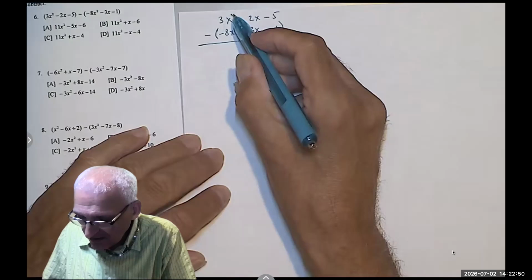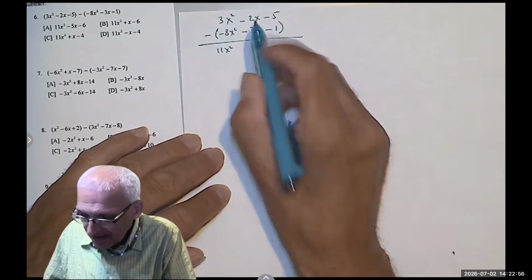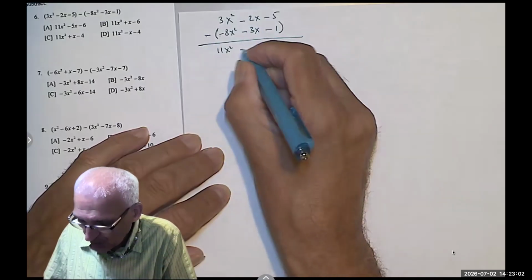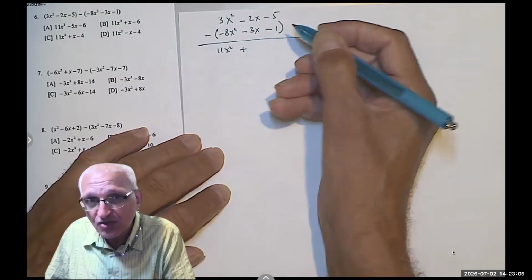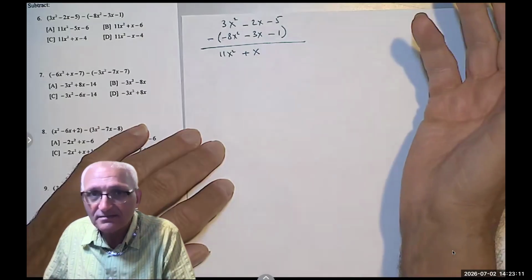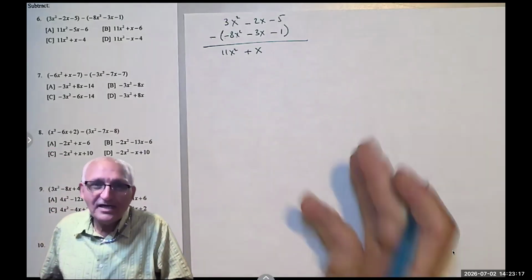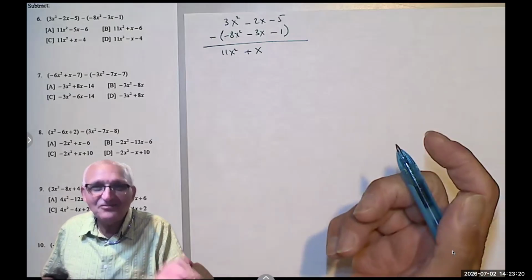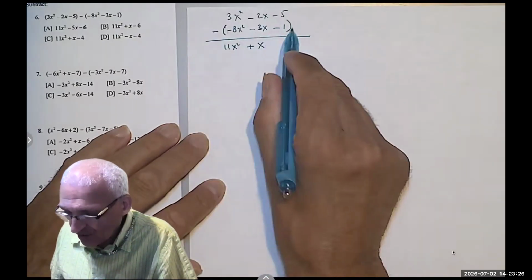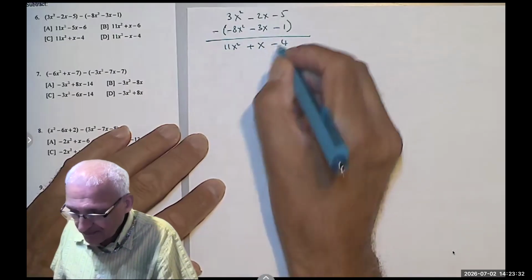So I say 3 minus negative 8 is 3 plus 8 is 11x squared. Negative 2 minus negative 3 is negative 2 plus 3, which is plus 1. We don't write 1x. I've seen many students write plus 1x, which is not wrong, but just x. I ate a banana, or I ate one banana. But usually we don't say I ate one banana, right? Okay. Negative 5 minus negative 1 is negative 5 plus 1 is negative 4. And that's D.